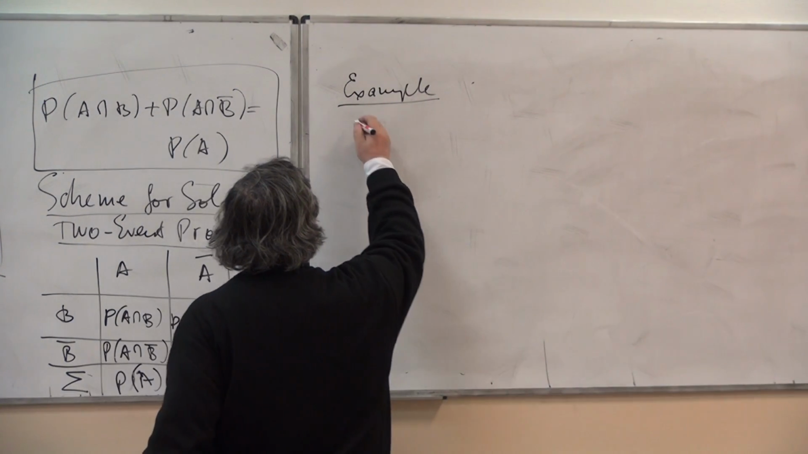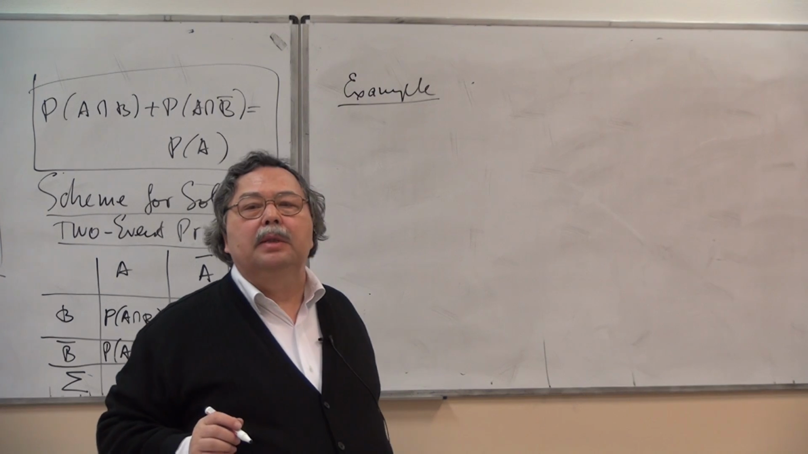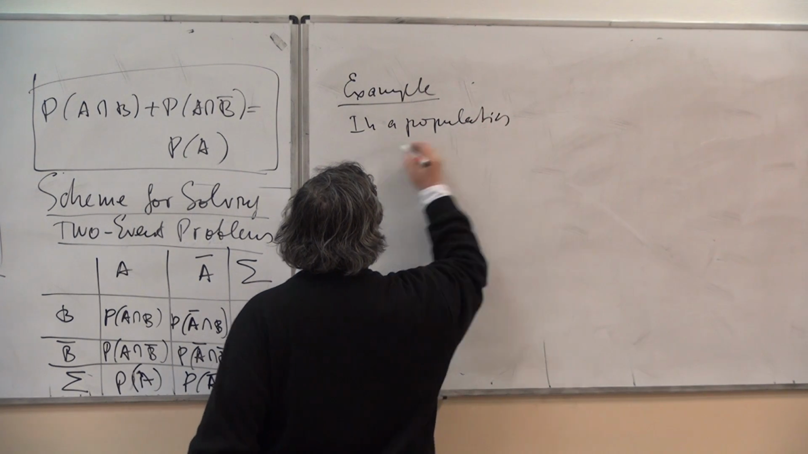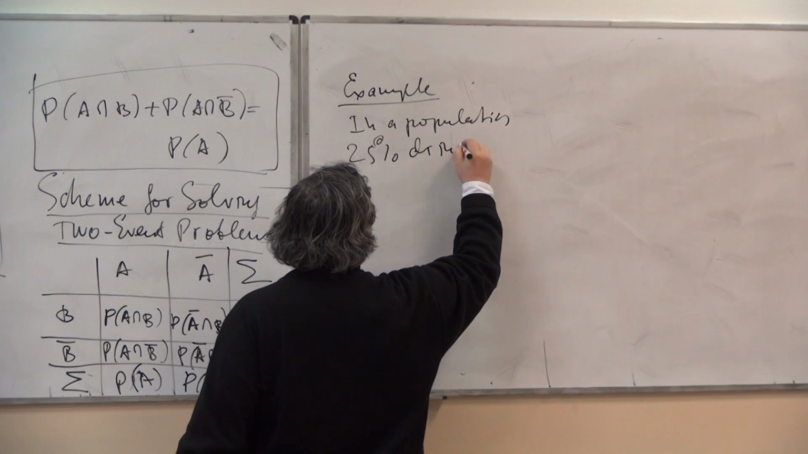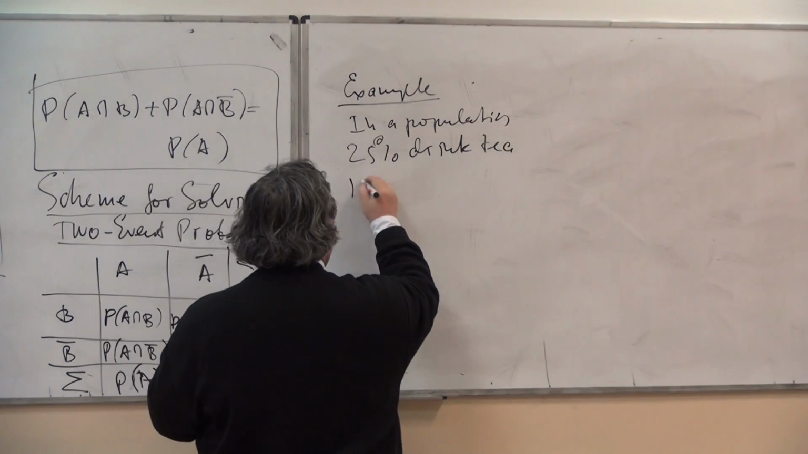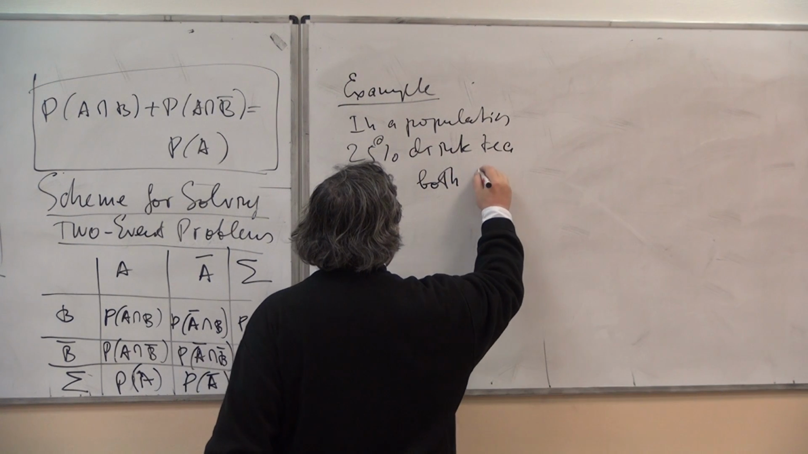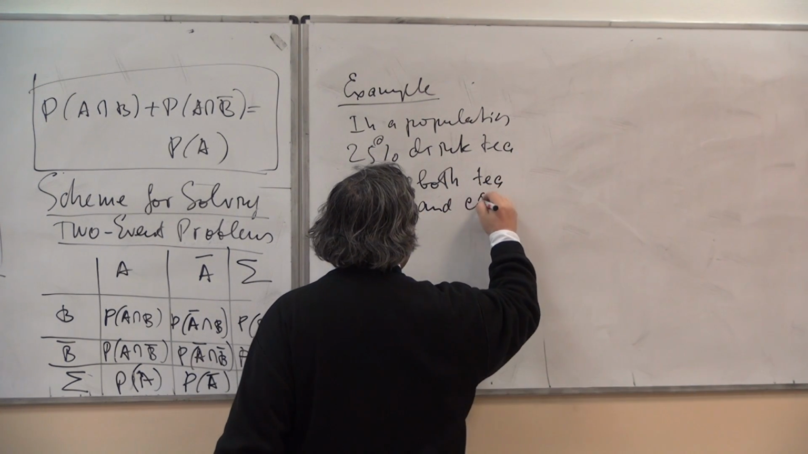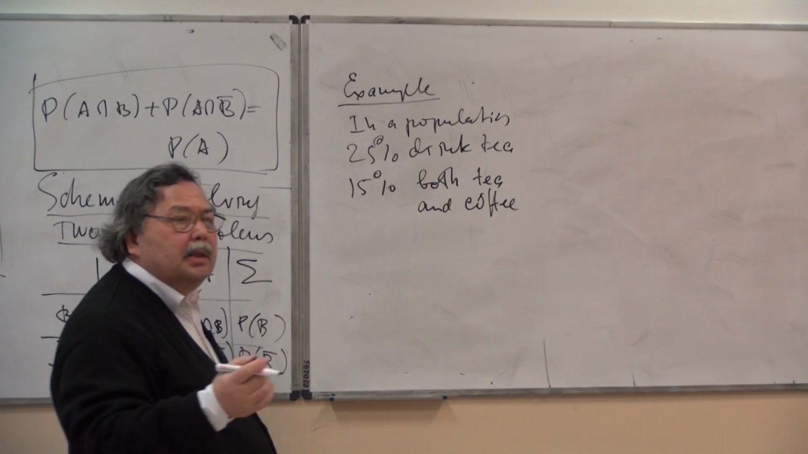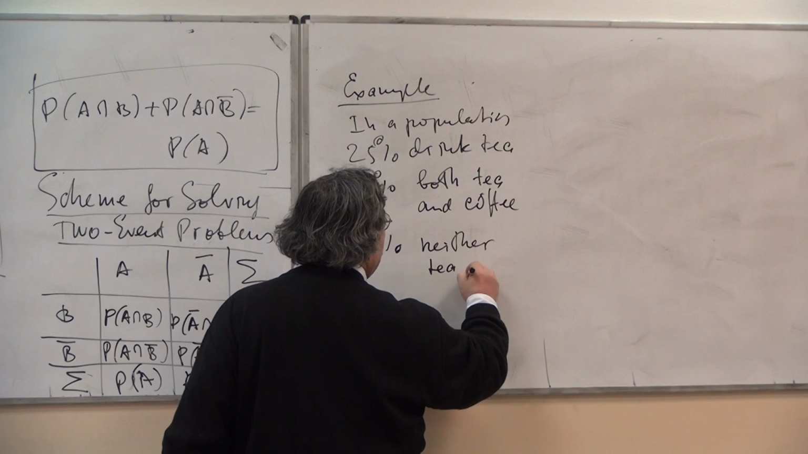Now, in a certain population, 25% of the members are known to drink tea. So in a population, 25% drink tea. And also 15% drink both tea and coffee. And 30% drink neither tea nor coffee.